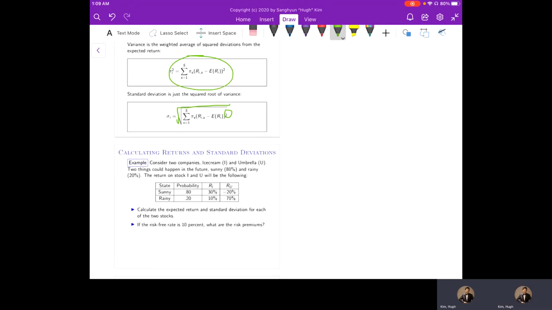So let's look at an example to see how we can compute the expected return, risk premium, standard deviation, and variance. So there are two companies, ice cream company and umbrella company. And there are two states, so only one of the two things can happen in the future. It could be either sunny or rainy. If it's sunny, ice cream company would do so much better than umbrella company. But if it's rainy, the umbrella company would do so much better.